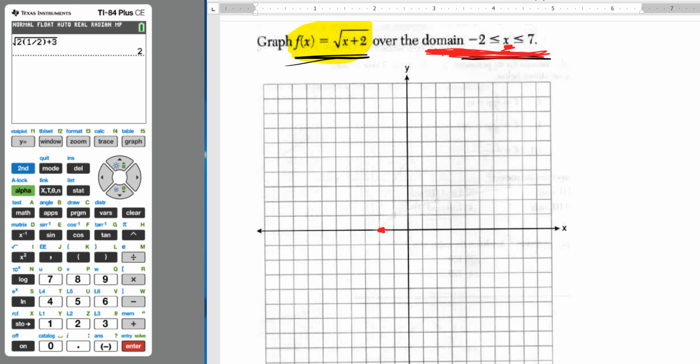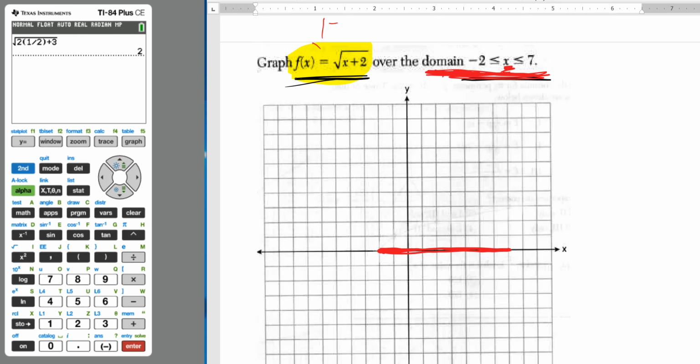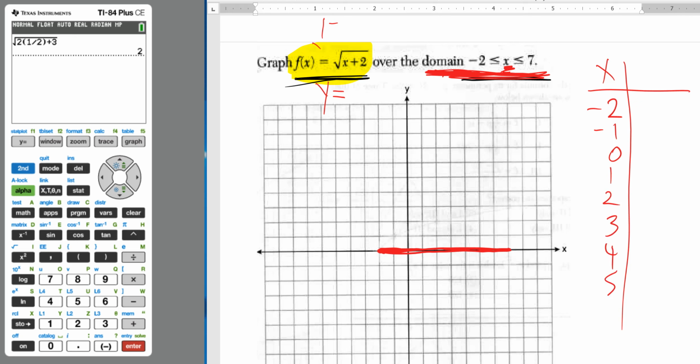go from negative 2 till 2, 4, 6, 7. This is the only piece where we want to see the graph. Okay? So what this is going to mean for you practically is you're going to put the function into y equals, and you're only going to run the table from x is negative 2 until x is 7. So negative 2, negative 1, 0, 1, 2, 3, 4, 5, 6, 7.